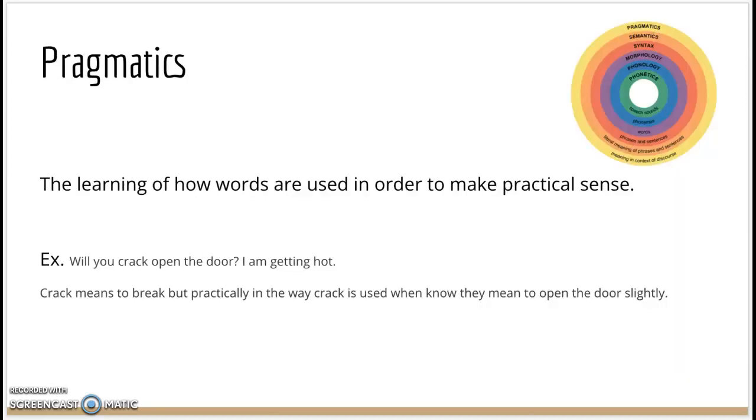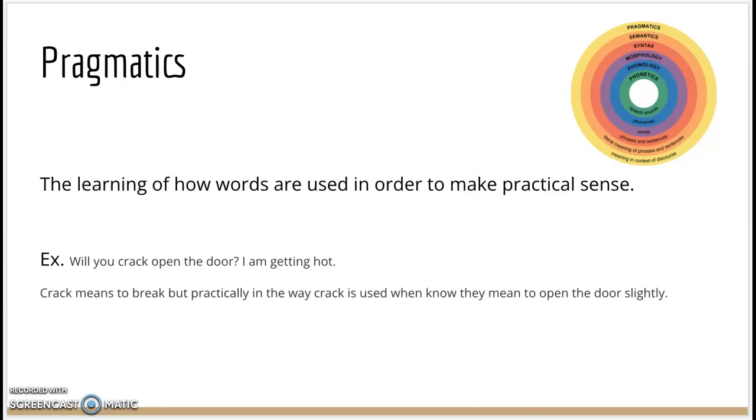Pragmatics is the learning of how words are used in order to make practical sense. So pragmatics is like the overarching head of all the things: syntax, semantics, morphology, phonology, phonetics. It's the meaning of how words are used in order to make practical sense. And so my example is, "Will you crack the door open? I'm getting hot."